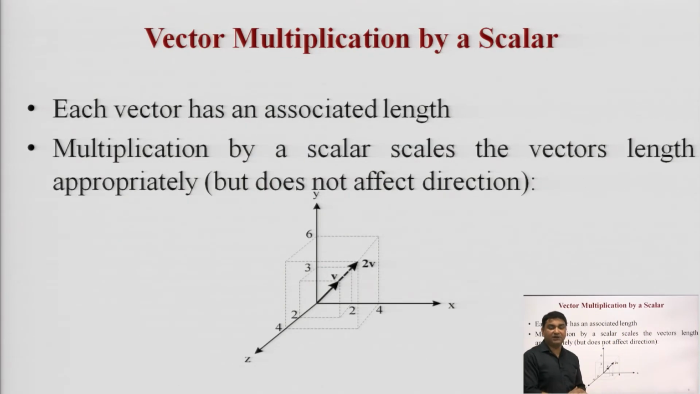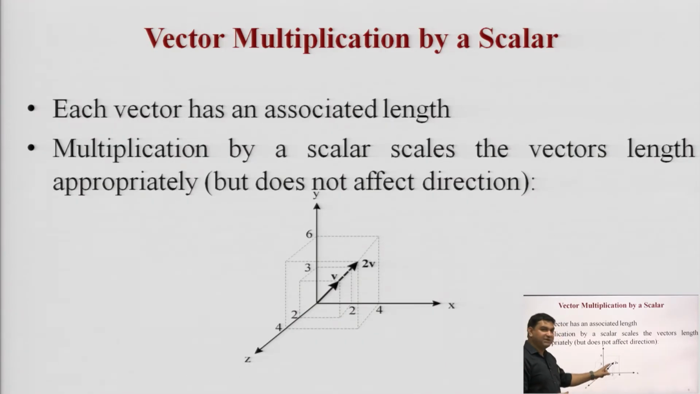Now, the description is given here. The first one is the simple product, described in terms of this diagram. Very easily you can understand the multiplication of a scalar quantity with a vector quantity. Each vector has an associated length; obviously, the magnitude of the vector represents its length. If we multiply a vector with a scalar quantity 2, the direction will remain the same, but the length of that vector will be doubled.